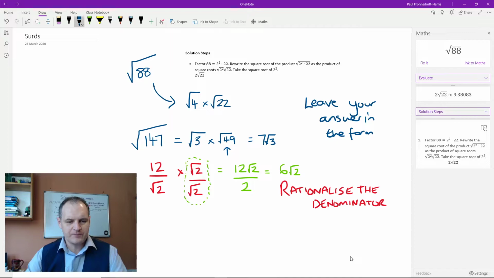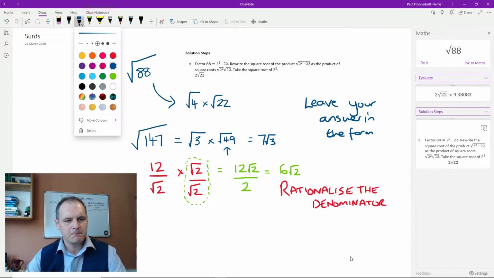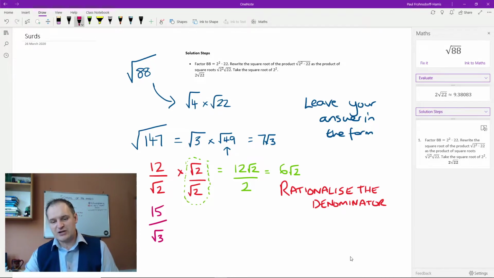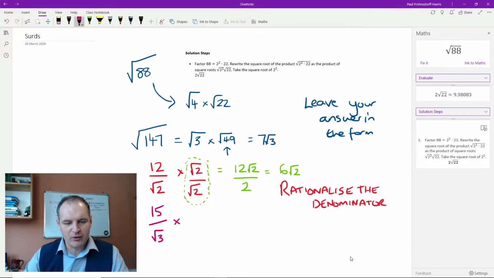So if I've got something like 15 over root 3, I know immediately I want to get rid of that surd on the bottom. Not because it's told me to rationalise the denominator. I just need to program myself that I hate it. I hate it with having a surd on the bottom. It disgusts me. It makes me feel absurd. No apologies. So we're going to multiply it by root 3 times root 3.